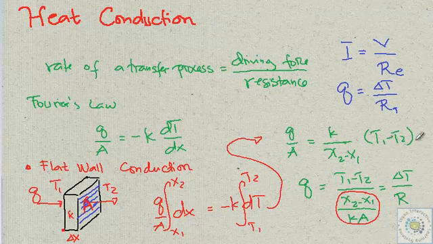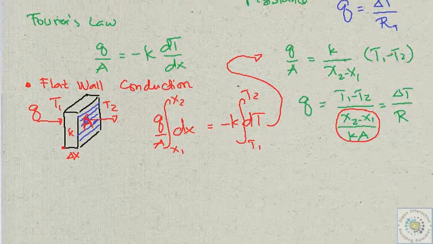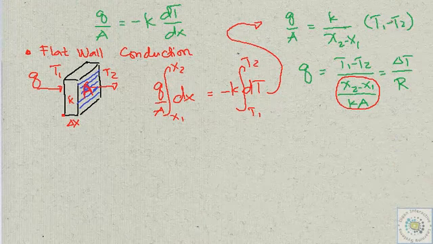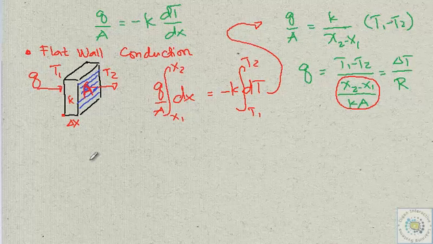So let me rewrite this equation for conduction. Okay, let me just drag this down a bit. Okay. So for conduction, we now have Q equal to delta T over R, where R is simply equal to x2 minus x1, which is just the thickness of this wall, or that slab, delta x over Ka.